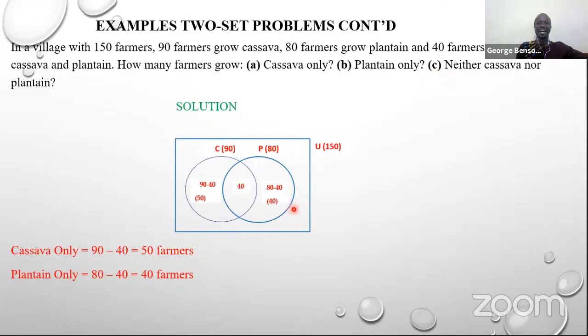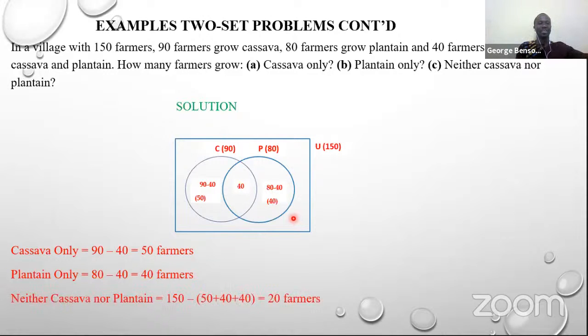Normally, when there is a neither like that, it means that this region plus this region plus this region should not be equal to, should be less than the universal set. If it's equal, then it means that none does neither. If not, then it should be less than for us to get our value.